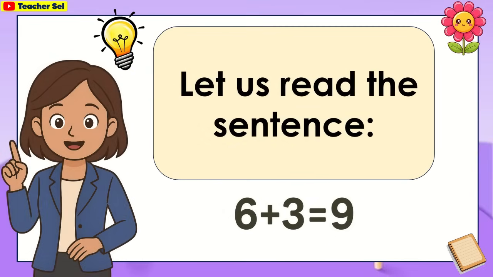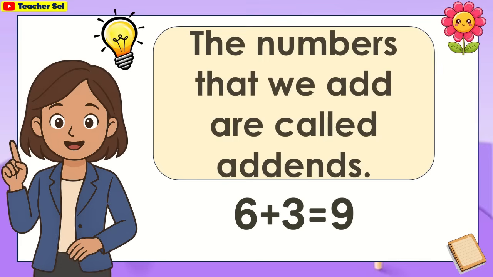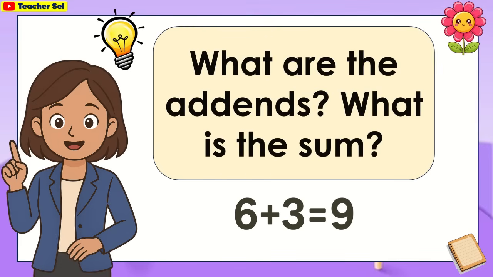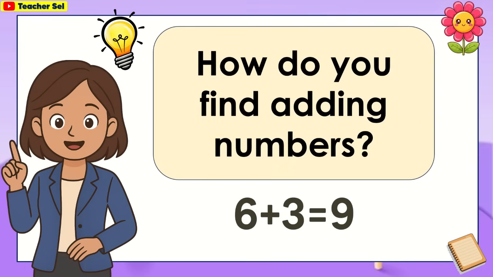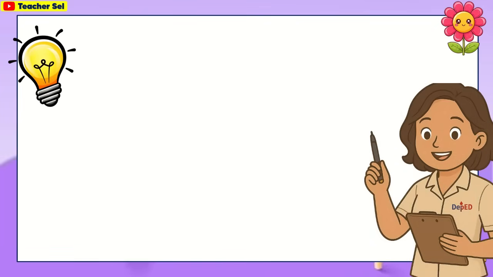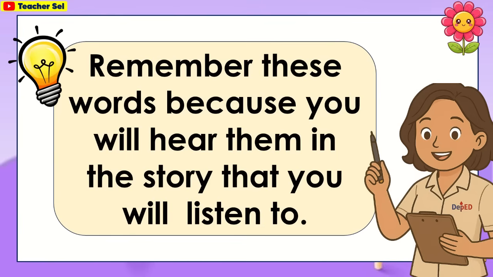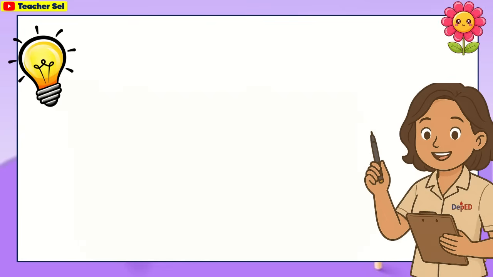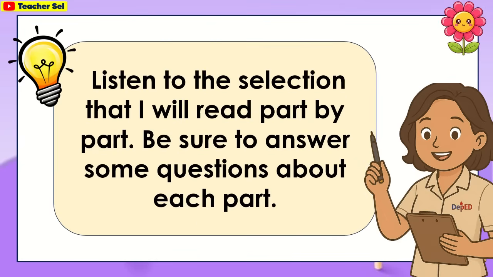Let us read the sentence. 6 plus 3 is equal to 9. The numbers that we add are called addends. What are the addends? What is the sum? How do you find adding numbers? Remember these words because you will hear them in the story that you will listen to. Listen to the selection that I will read part by part. Be sure to answer some questions about each part.